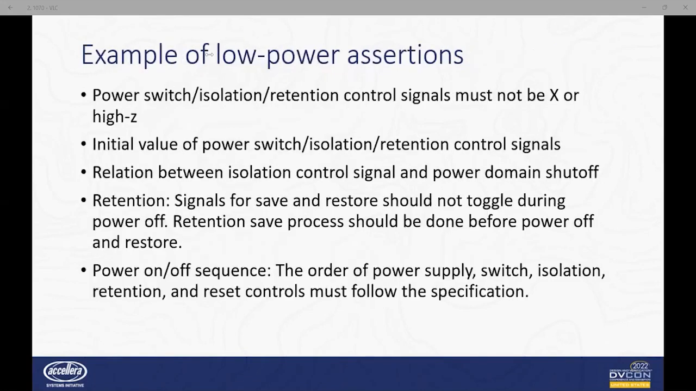In this page, we have listed up the examples that can use the assertion checkers. As you can see, the signal values and signal conditions and the order of power events can be checked by assertion. For the practical help, among these, the isolation control assertion code will be provided in the next page.